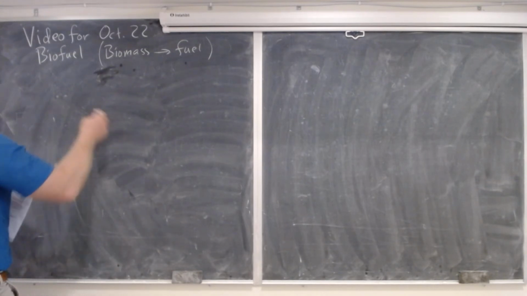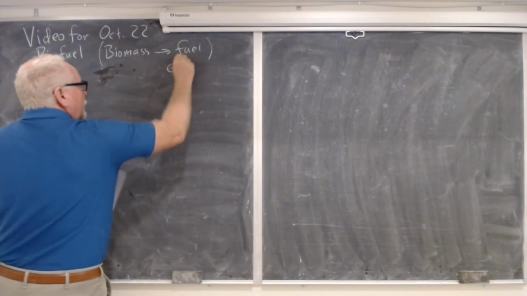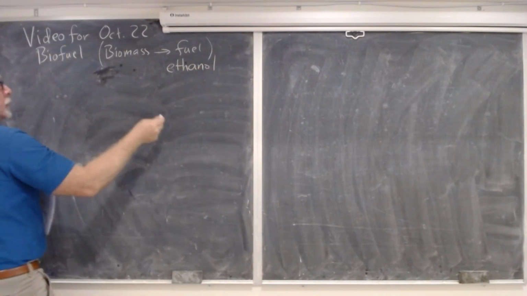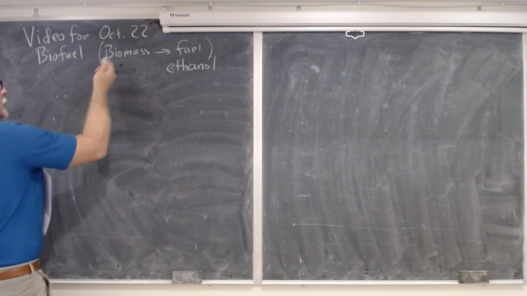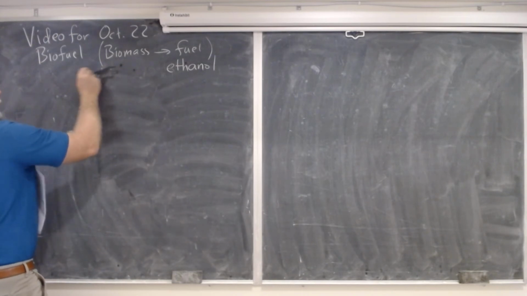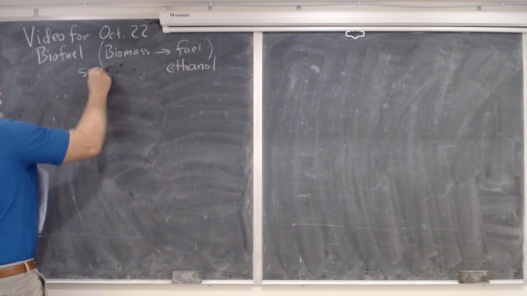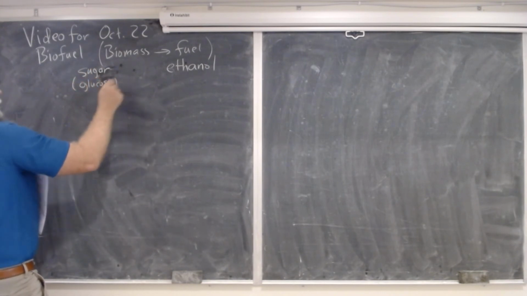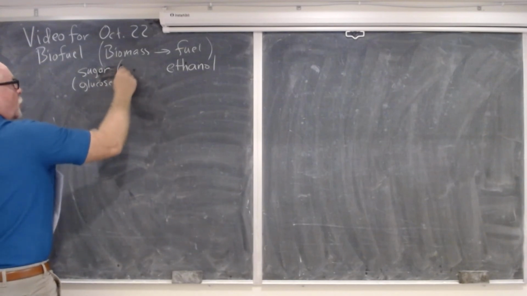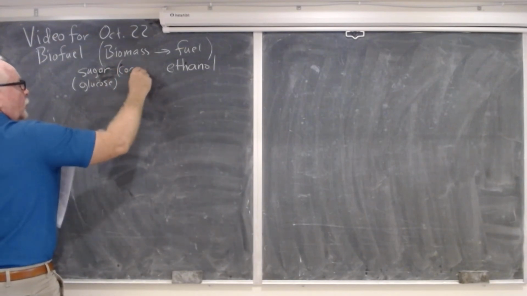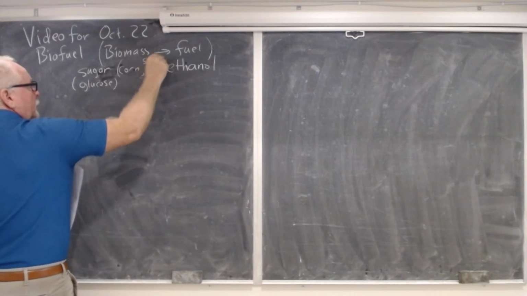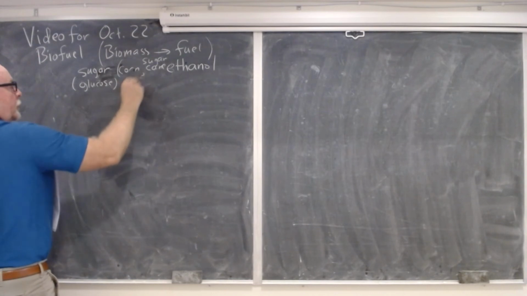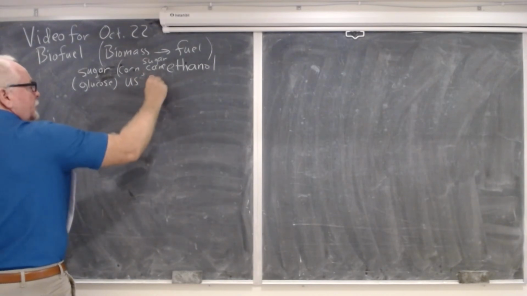But we're going to focus on ethanol. And here the biomass is some sugar, meaning glucose, which could be corn or sugarcane. And it's usually corn in the US and sugarcane in Brazil.